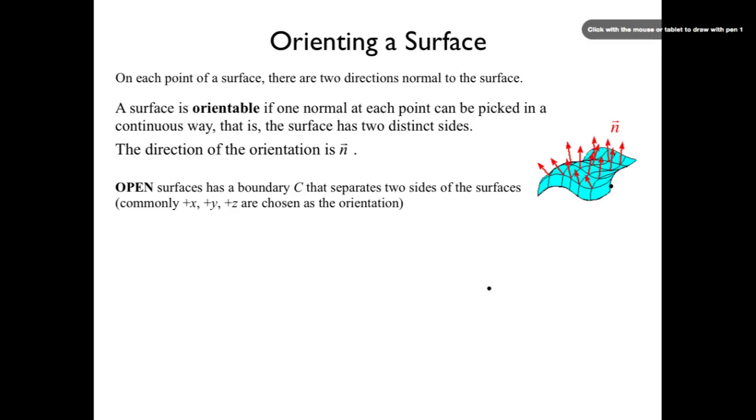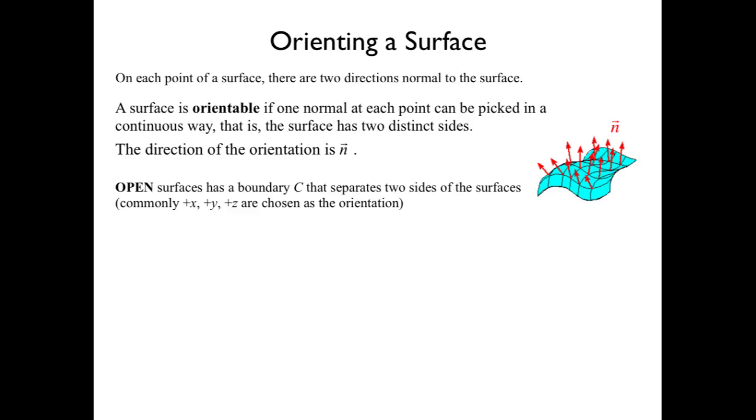So what I'm showing you is the actual part of the surface, then this. So we talked about closed curves that form the boundary of a surface. That would be C. So that C would separate the two sides of the surface if you're talking about an open surface.